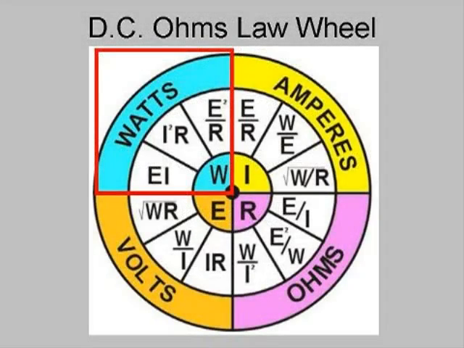Here is the part of the wheel where we can calculate watts. There are three different formulas to find wattage. The formula that we just discussed and that you should know right now is from the word pie. P equals I times E. Remember, watts is heat dissipated. A 100-watt light bulb feels hotter than a 20-watt light bulb.